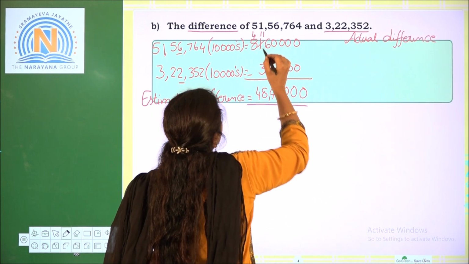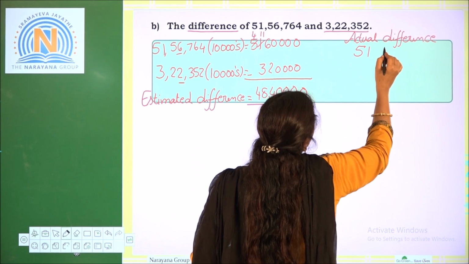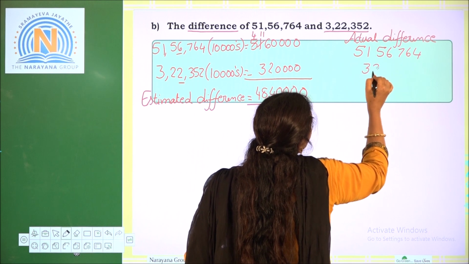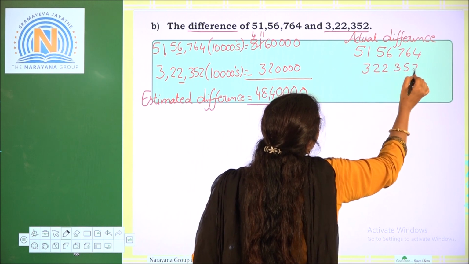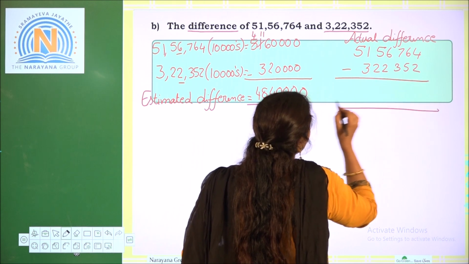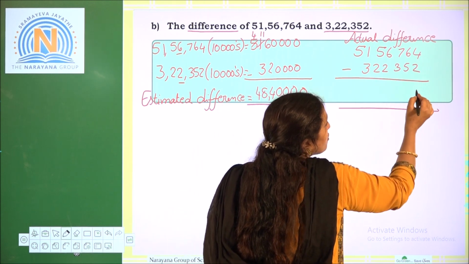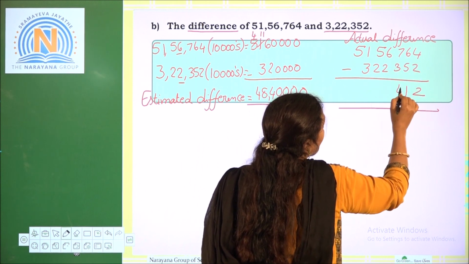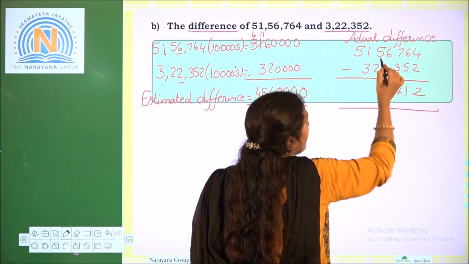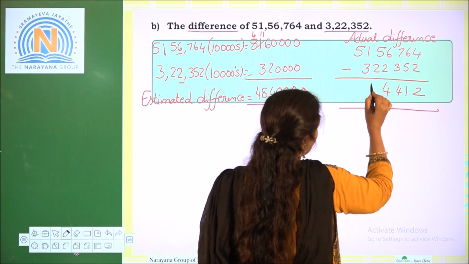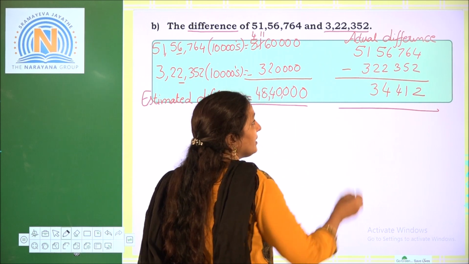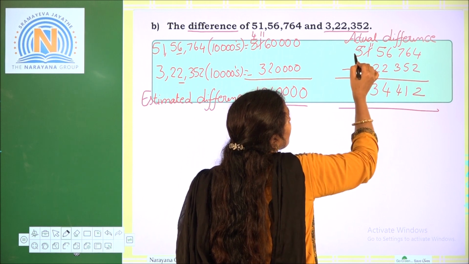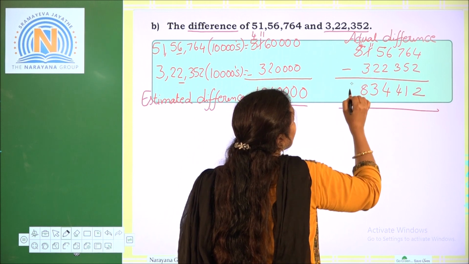What are the given numbers? 51,56,764 and 3,22,352. Now subtract, you will get the difference. 4 minus 2 is 2, 6 minus 5 is 1, 7 minus 3 is 4, 6 minus 2 is 4, 5 minus 2 is 3. 1 minus 3 we cannot, so 1 will become 11. 11 minus 3 is 8 and this 5 will become 4. So we will get the 4.